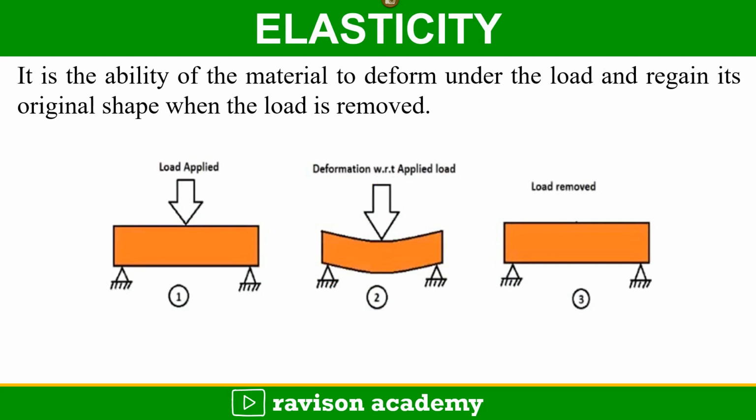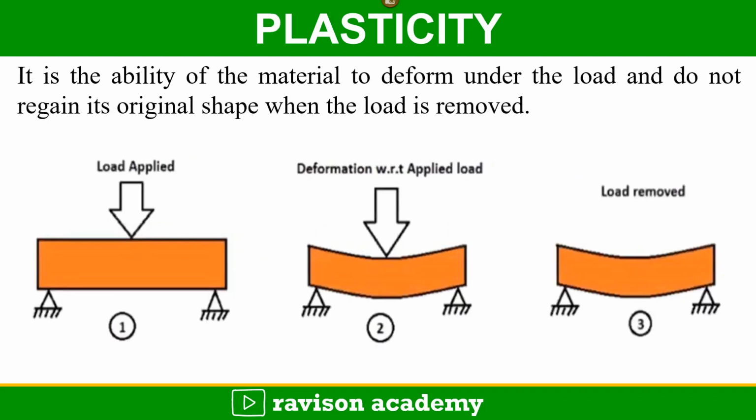So coming to the next thing, elasticity, right. Elasticity is the ability of a material to deform under the load and regain its original shape when the load is removed. Take the example of a rubber band. When you stretch it, what happens? It elongates. When you leave it, right, it regains its original position. So regaining the original shape when the load is removed is called elasticity.